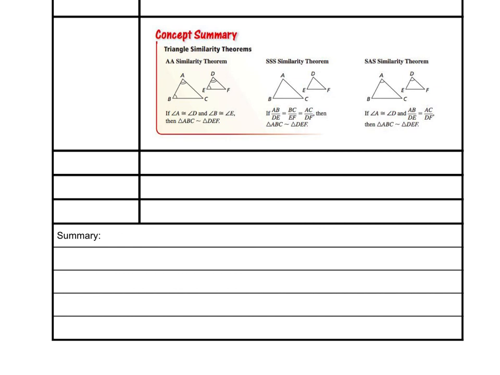This center one just says if the three sides are all proportional, then the triangles are similar. And then the last one says if the sides are proportional and the included angle is congruent, then the triangle is similar. So when we're talking about similar triangles, we're talking about the sides being proportional and the angles being congruent. So different than the congruency unit or module on triangles.